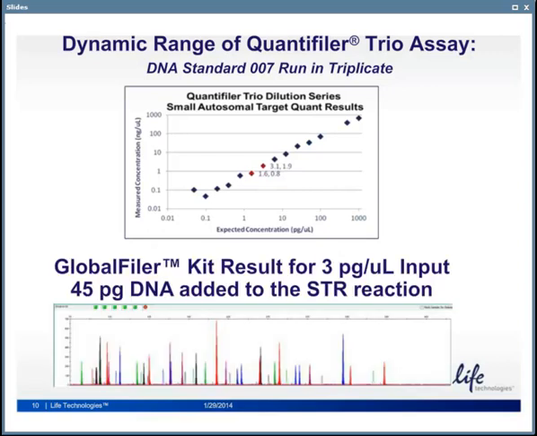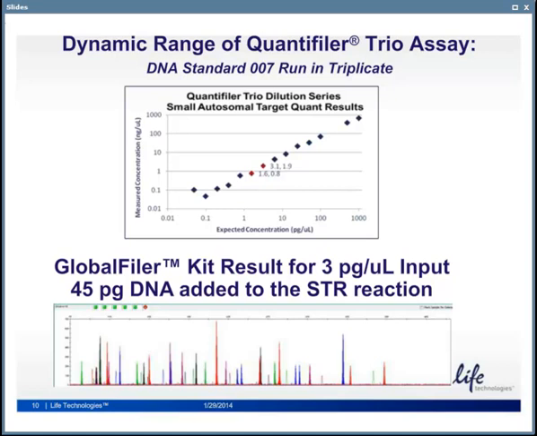So this is showing some data with our next generation quantification kit. This is the Quantifiler Trio assay, and the results are comparable with the Quantifiler HP assay. So this is a DNA dilution series, and the quantification range for this kit is actually going from 100 nanograms per microliter all the way down to 5 picograms per microliter. So the dynamic range is much greater than current on-market quantification kits.